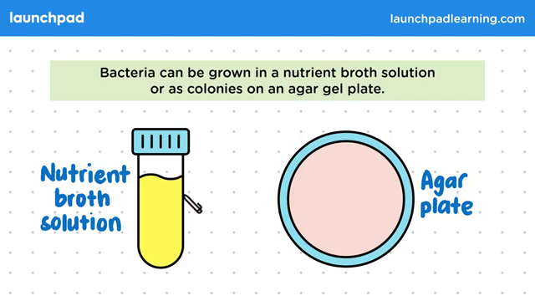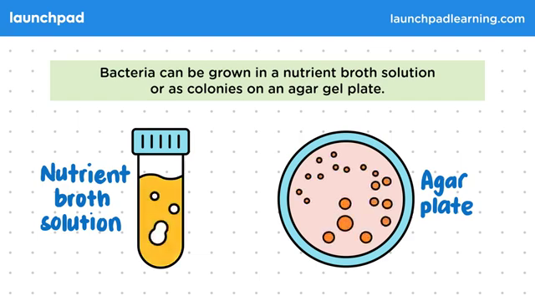It's important to ensure that the cultures grown on each of these media are not contaminated by other types of bacteria. We can tell that bacteria are growing because the nutrient broth solution will turn cloudy and the agar plate will start to develop individual colonies, showing the bacterial growth.